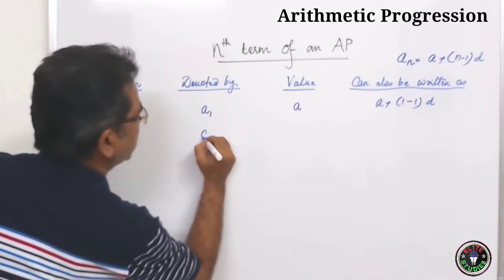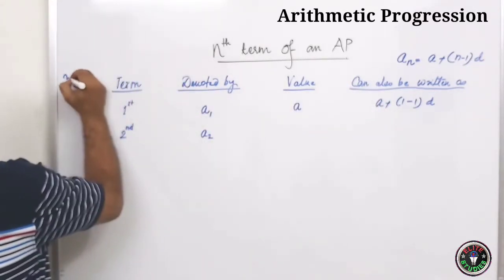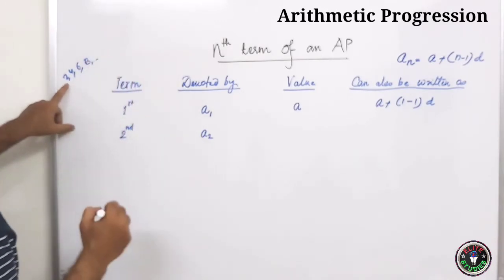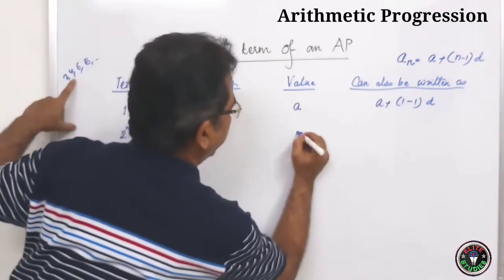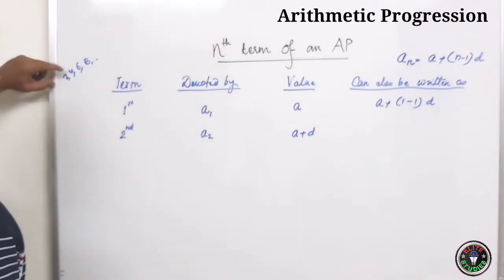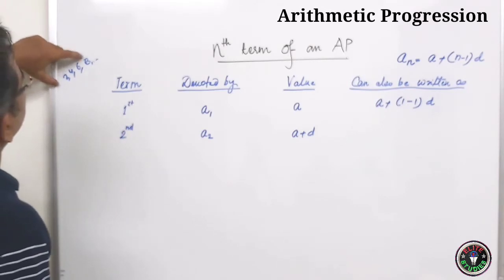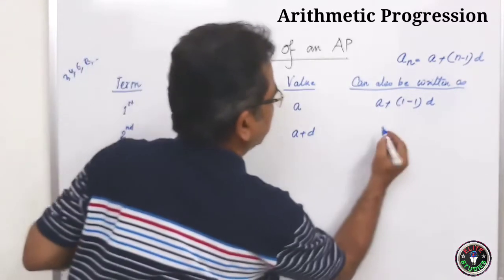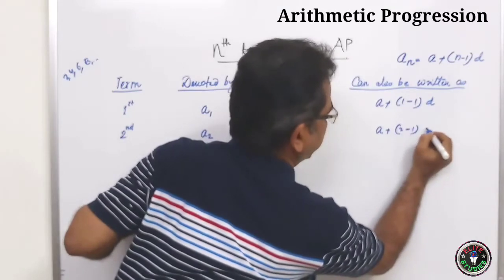The second term we represent as a2. So if you write the AP like this, 2, 4, 6, 8, this is the first term, this is the second term. That is why I am writing it, and we represent it as a2. Its value will be a + d. Because here d is 4 minus 2, which is 2. So 2 plus 2 is 4, 4 plus 2 is 6, 6 plus 2 is 8. We successively keep adding d. So here we can write it as a + (2 - 1)d.